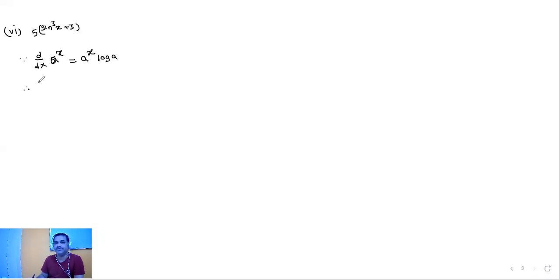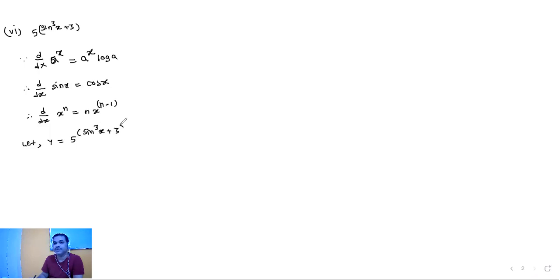Then there is the sine function. We'll say that d by dx of sine of x is equal to cos of x. And we also know the formula d by dx of x raised to n is equal to n into x raised to n minus 1. Knowing these formulas is absolutely essential, because unless we know them very perfectly, we're not able to solve the derivative questions.